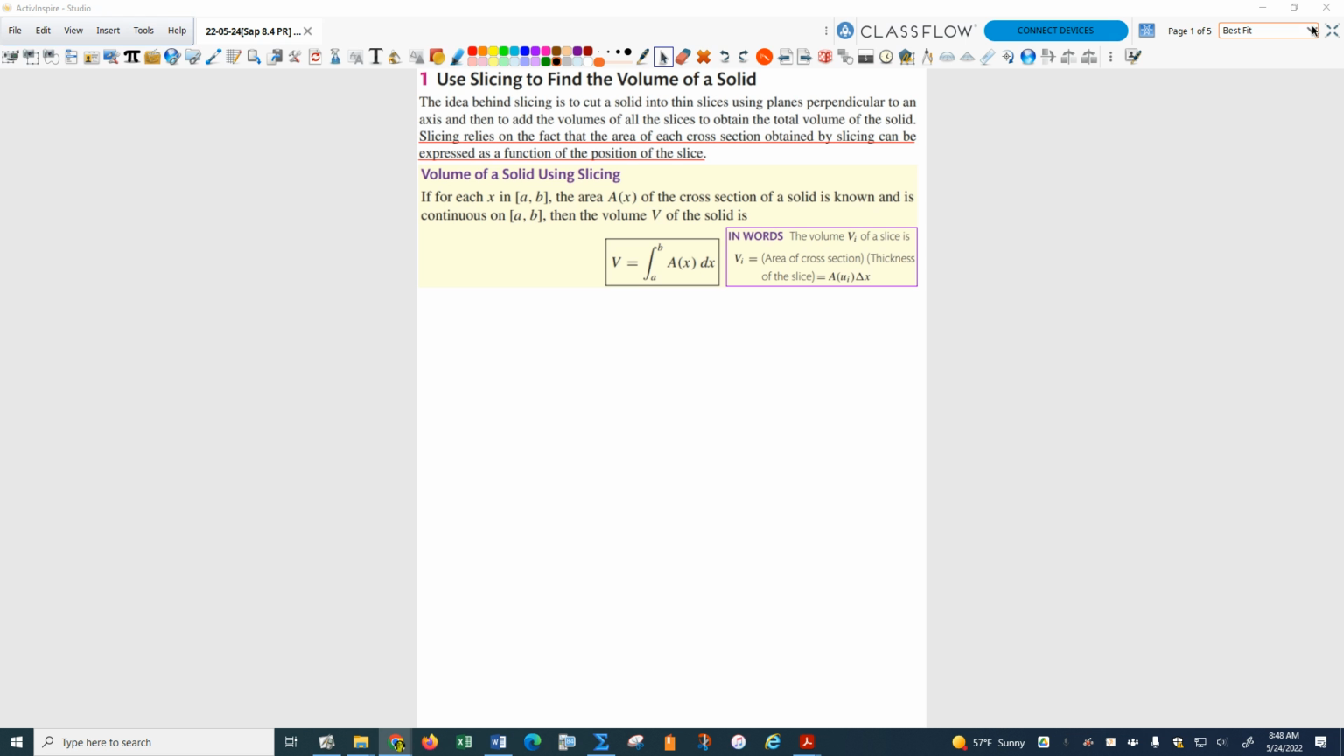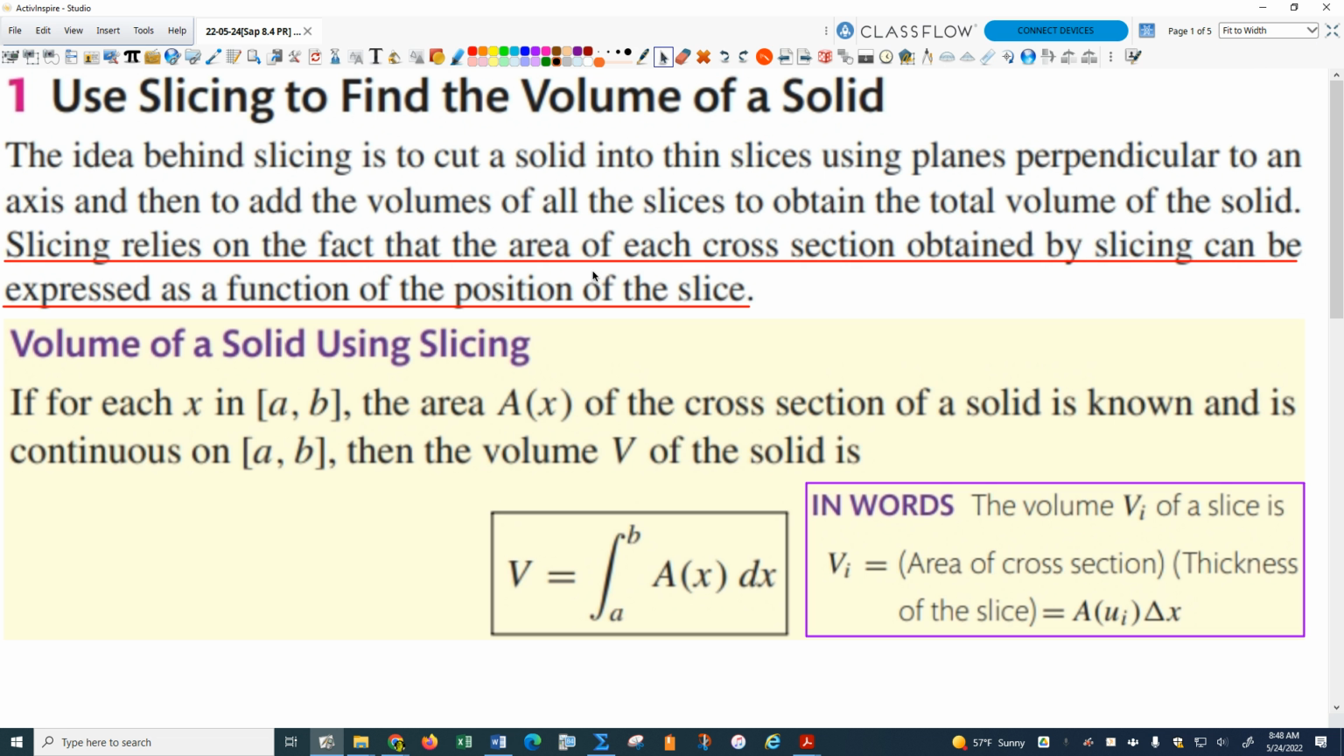So last topic, I want to show you guys volume by slicing. So here's how this works. The whole point of volume by slicing is that it's useful when the cross-sectional area of some volume is a function of x or y.